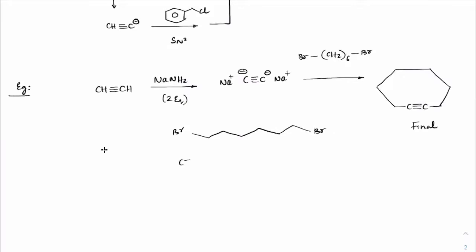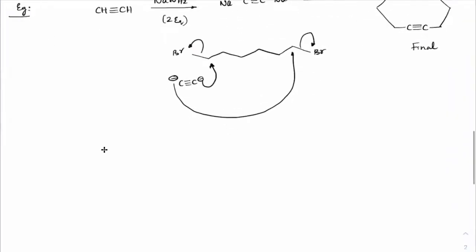So first C triple bond C minus will attack from here, Br will leave. And this minus, after attacking, after forming here, will attack here and this will leave. So what happened? It will form a cyclic compound, which is this one. The same cyclic compound cannot be formed as a 6-membered ring, but as an 8-membered ring, it can have a straight chain here where there is a triple bond. Understood? Yes.